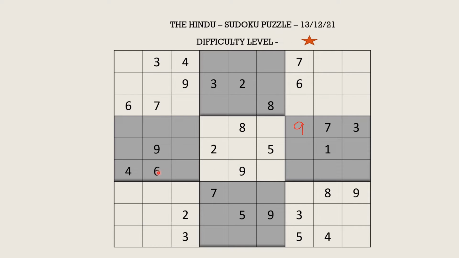Fine. Now you can see a 4-6 pair here. So this 4-6 blocks this row. So these two cells take 4 and 6. So this takes 4 and 6.